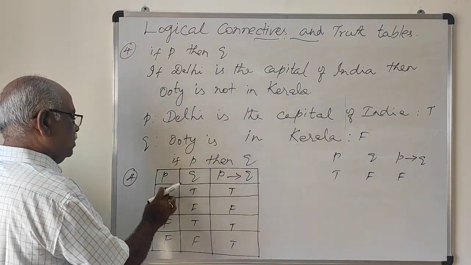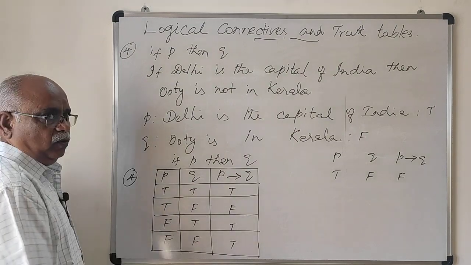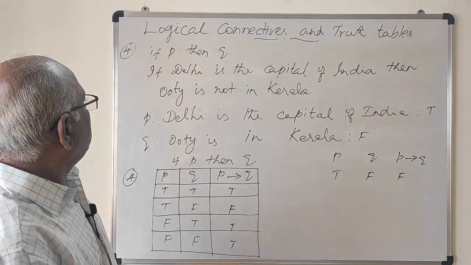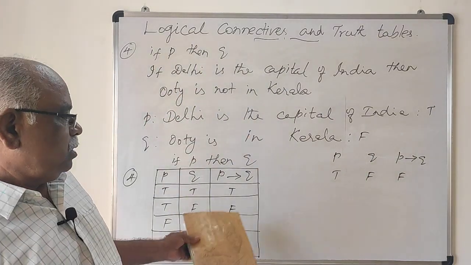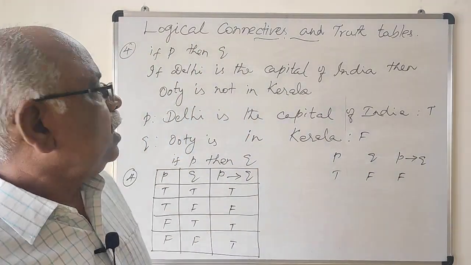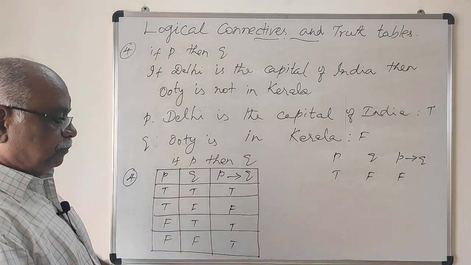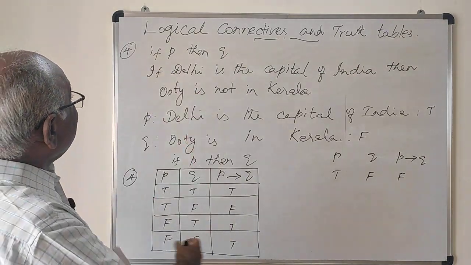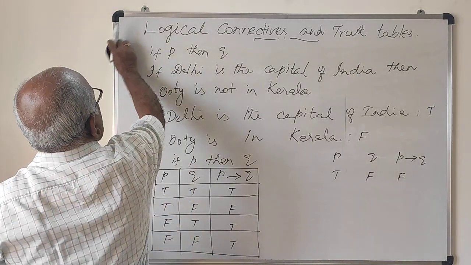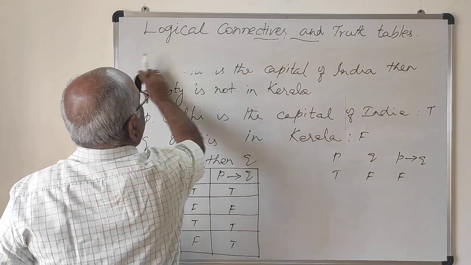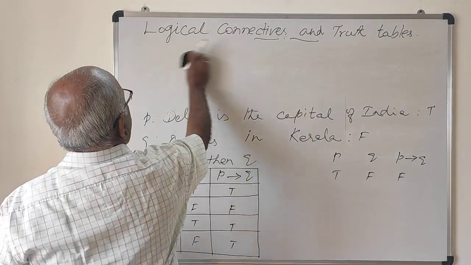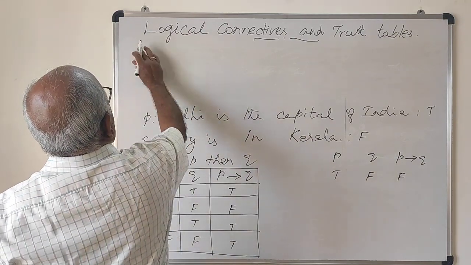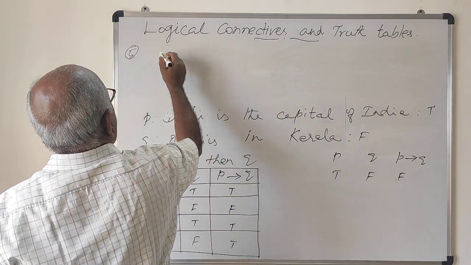This is the truth table for the single conditional statement. Here also we have two variables, therefore we have four rows. And this is the if P then Q truth table. Finally, the fifth one, the biconditional statement.